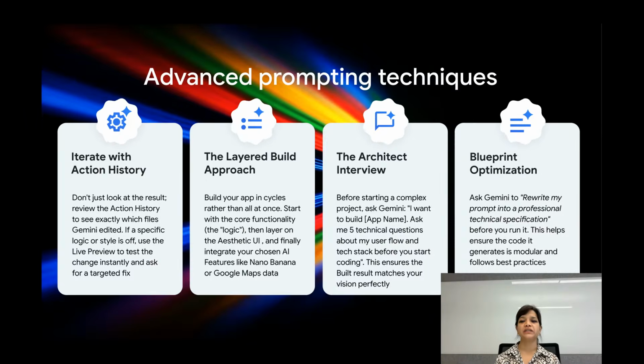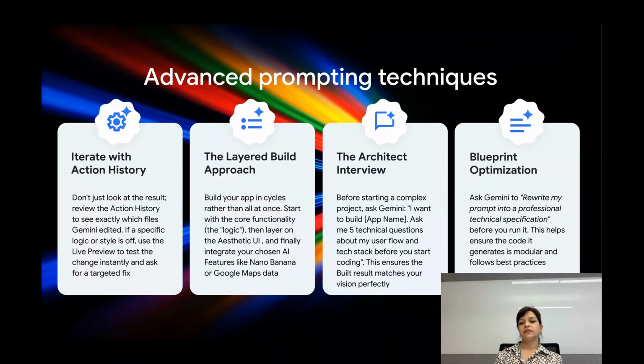Other advanced prompting techniques when it comes to building the idea or a prototype or an application of your choice is to iterate with action history. Don't just look at the result, right? Review it with action history to see exactly what are changed, what files are changed, what action did Gemini do while going back and making updates to what you wanted to do. Keep it iterative, right? If a specific logic or style is off, use the live preview to test it and change instantly. We'll see how to annotate and all that. Right? You can do targeted fixes.